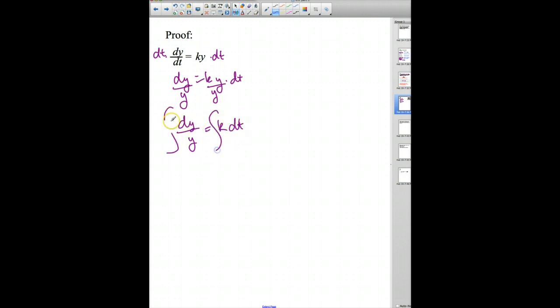Now we can integrate. What's the integral of dy over y? And that looks like natural log of y to me, plus a constant. But I know I'm just going to add that constant onto the other side later, so I'm just going to put it on the other side at the end. All right? And the integral of k with respect to t is that constant k times t to the first, plus some constant. Now I've integrated it. Now I want to solve for y, if possible.